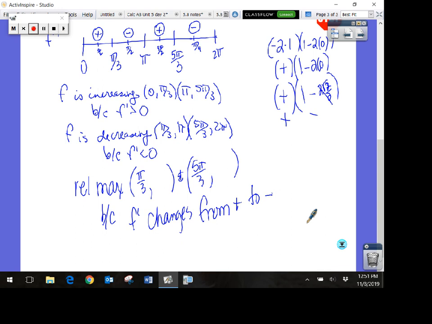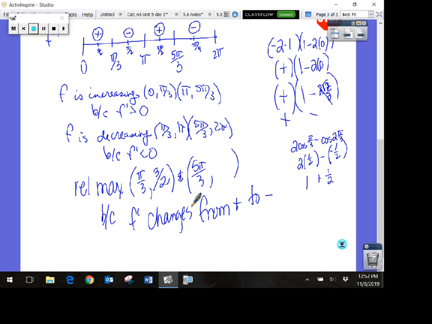Now, we're talking about relative max of the function. So we have to go back to the function and plug that in. And the function was 2 cosine theta minus cosine of 2 theta. Theta is pi over 3. So 2 times 1/2 minus cosine of 2 pi over 3, which is negative 1/2. So 1 plus 1/2, 3 over 2, or 1.5. All of those are the same.